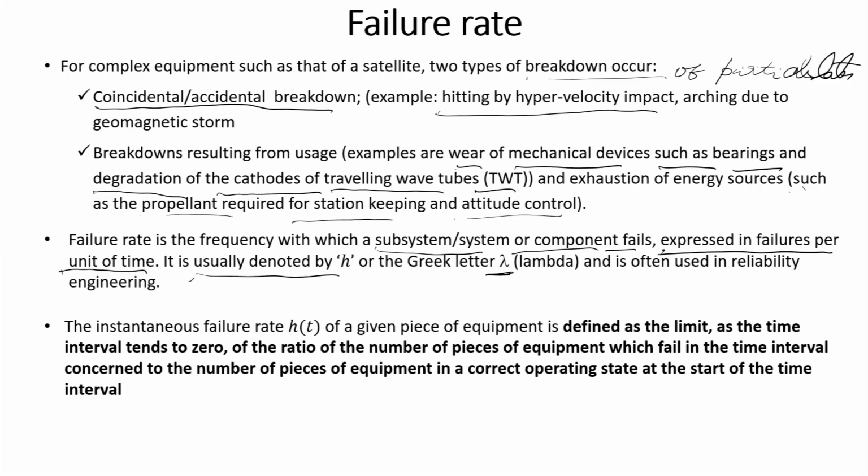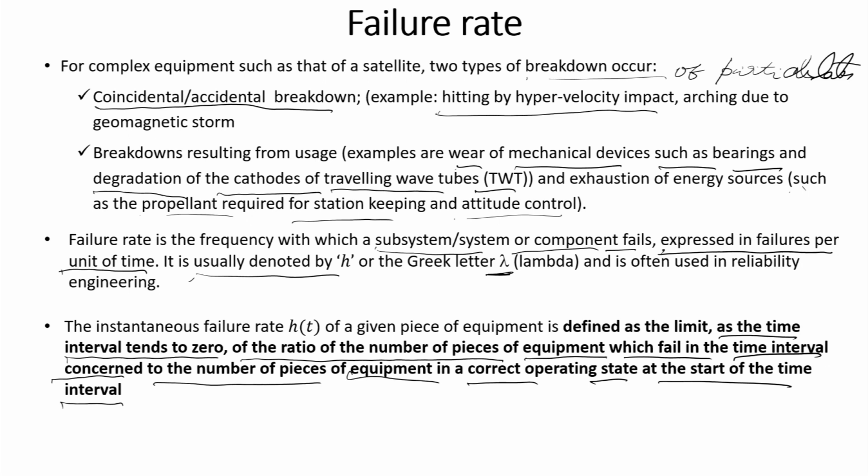So, we call it the instantaneous failure rate h(t) of a given piece of equipment. It is defined as the limit, as the time interval tends to 0, of the ratio of the number of pieces of equipment which fail in the time interval concerned to the number of pieces of equipment in a correct operating state at the start of the time interval.